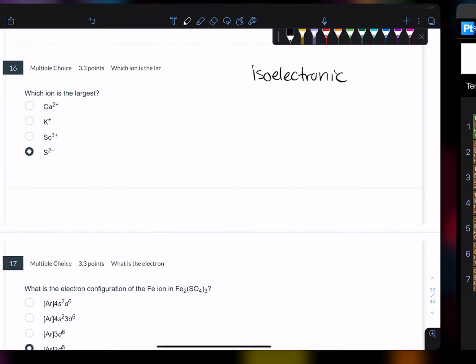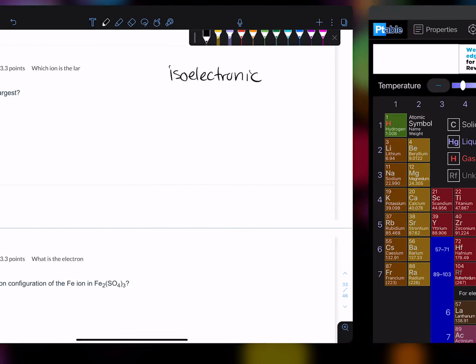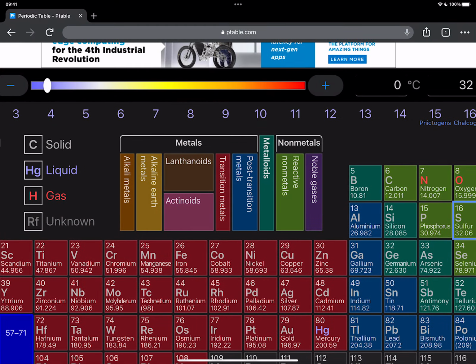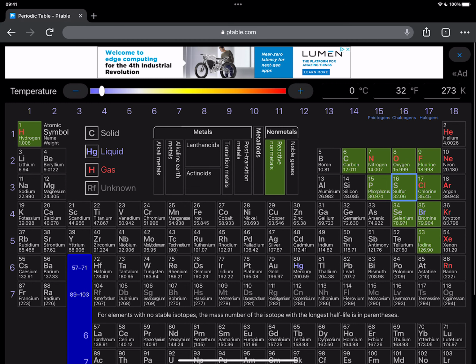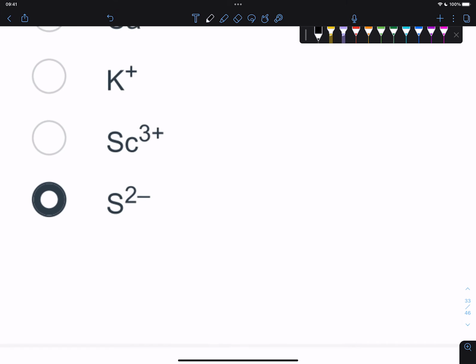Yep, and that means, I guess I'll go this way. Sulfide is normally 16 electrons when it's neutral, but we added 2 electrons, also isoelectronic to argon. We even have scandium, which is 21. Normally, scandium has 21 electrons, but as we saw from the problem, it gained 3.